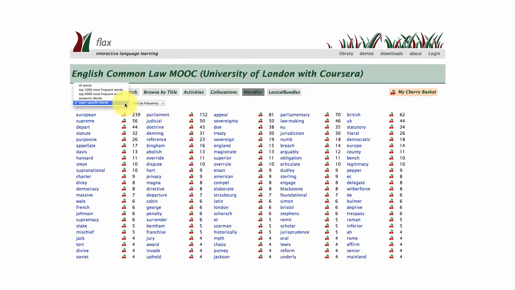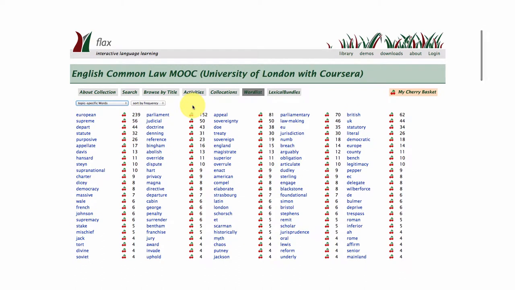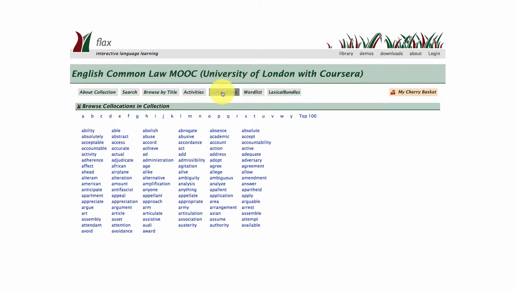Okay, so that gives you an idea of how you can look at what are the top words that are occurring in these lectures. Now let's go to collocations within this collection. Collocations are basically words that go together to form phrases, the way that native speakers of a language put their words together comes under this area of collocations, which is hugely useful when you're learning a language or when you're learning a specific area such as law.